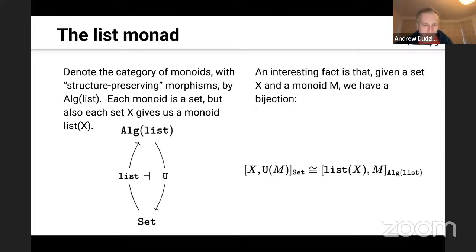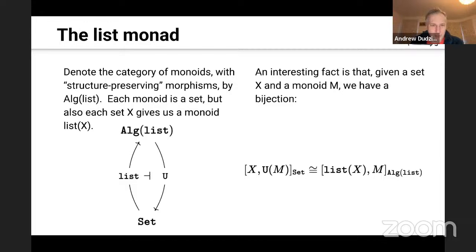So I wanted to point out this nice fact about list algebras. I'm using alglist to say, again, these list algebras, which we know are monoids. And we have this U, which is a forgetful functor. What U does is it throws away the structure, and it just gives you back the set of instances. And then we have, again, lists.